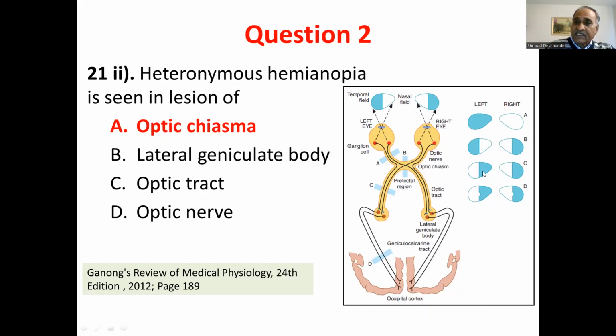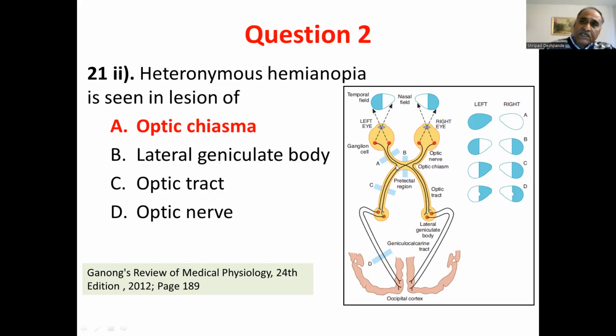Then the optic tract gives a homonymous hemianopia. You can just see that here, homonymous hemianopia. Then here again, homonymous hemianopia. Now, the answer to this question is optic chiasma.